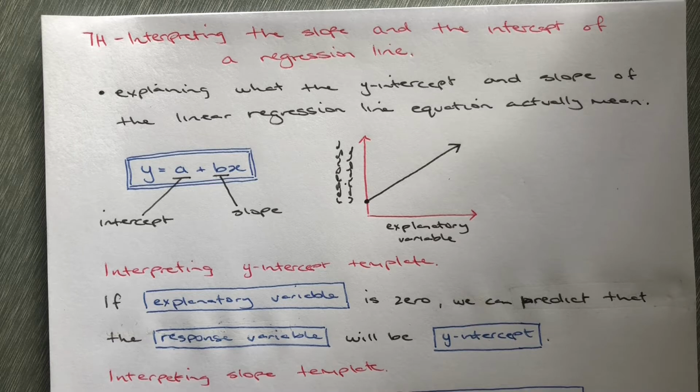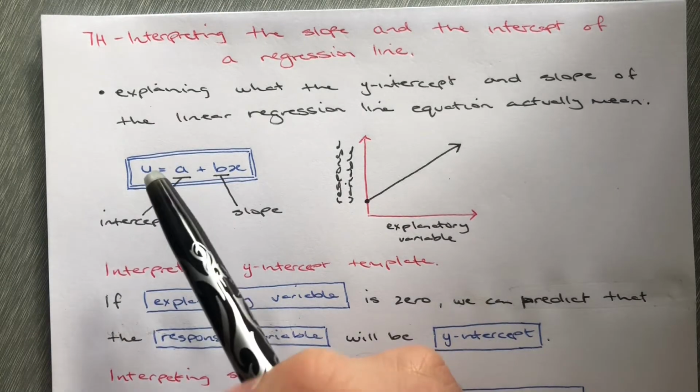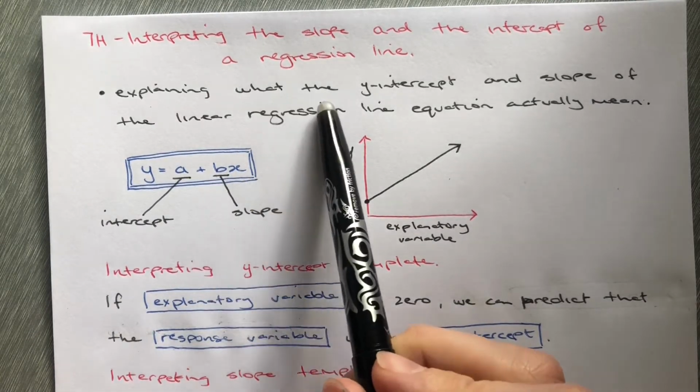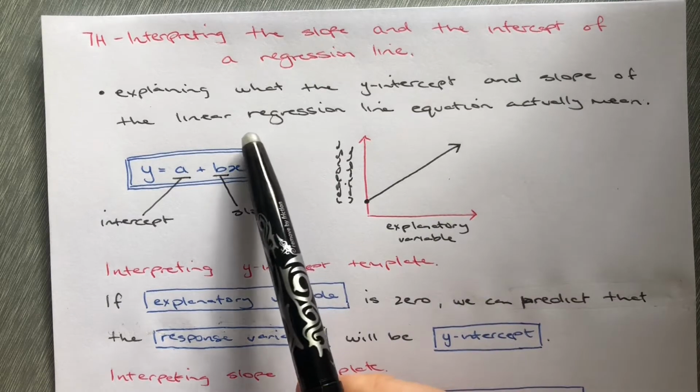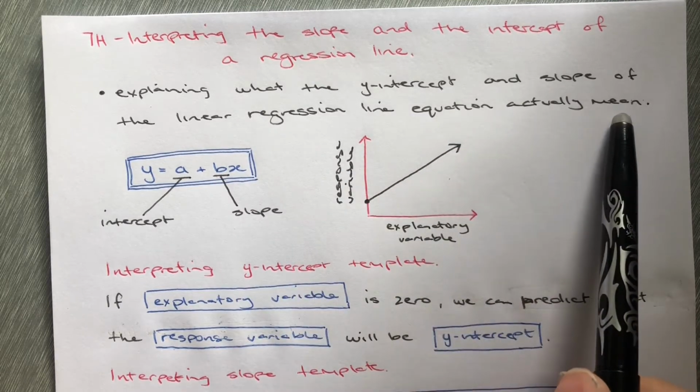So now we've used the equation of the regression line to make predictions in terms of interpolation and extrapolation. But we want to look a little bit closer at what the results and the equation actually mean in terms of a question. What we're going to do in this exercise is write sentences in plain language, explaining what's actually happening as a result of the equation. So let's look at the first sentence up the top, which says what we're doing: explaining what the y-intercept and slope of the linear regression line equation actually mean.